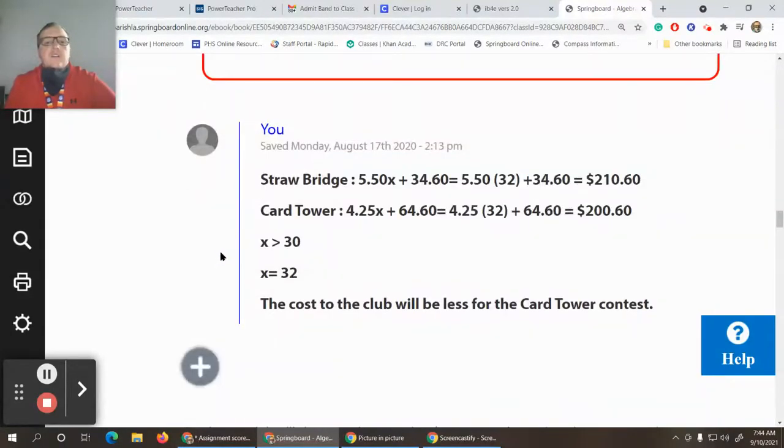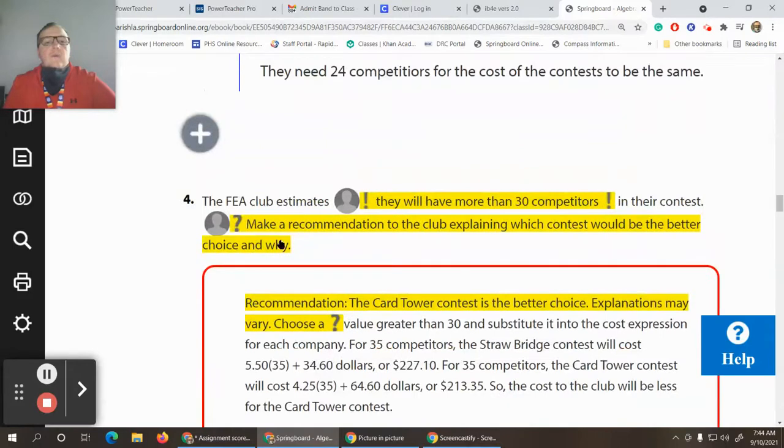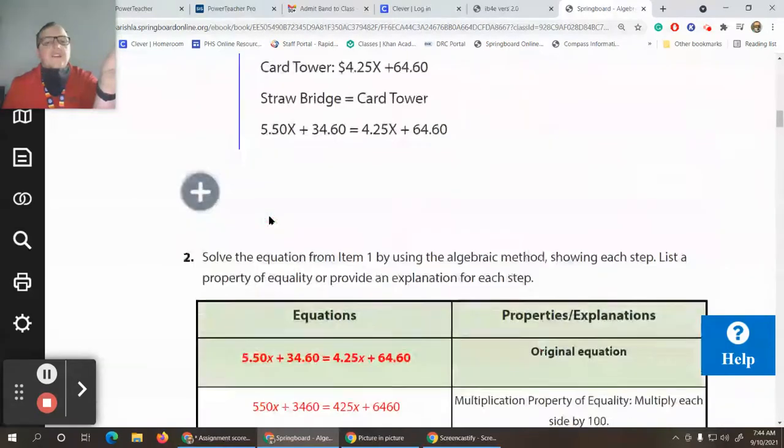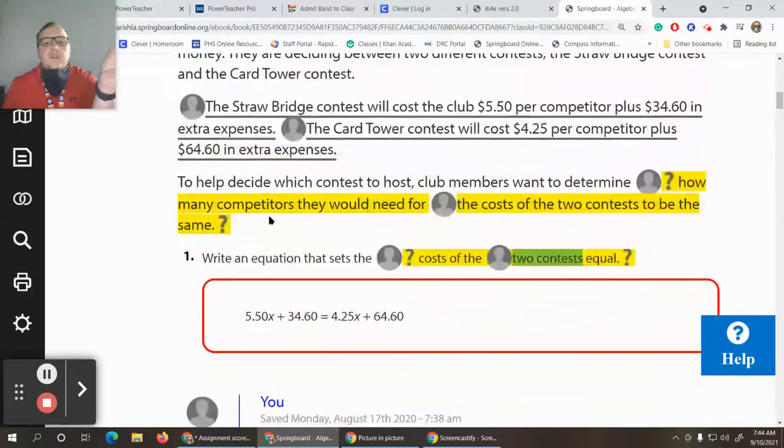All right? So, what are we talking about right now? Are we talking about how much money they're going to make, or are we talking about the cost? We're talking about the cost, right? That's what this says right here. To help decide which contest to host, they want to determine which competitor will cost. How much will it cost?